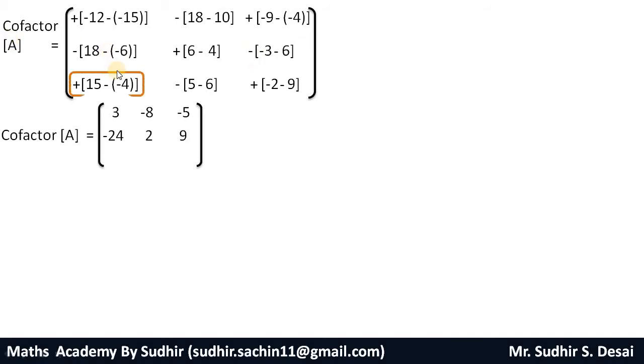Next, 15 minus minus will become plus. So 15 plus 4 is 19. Now next, 5 minus 6 is minus 1, and with this minus it becomes plus 1. And last, minus 2 minus 9 is minus 11. So this is the cofactor matrix of A.